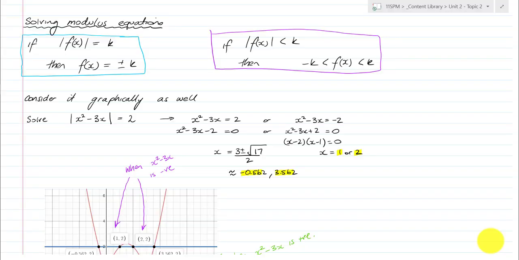Solving modulus equations. That was exactly the same. Sorry? No one understands it, but I'm not really that fast.